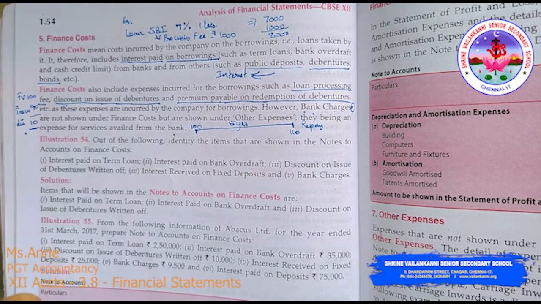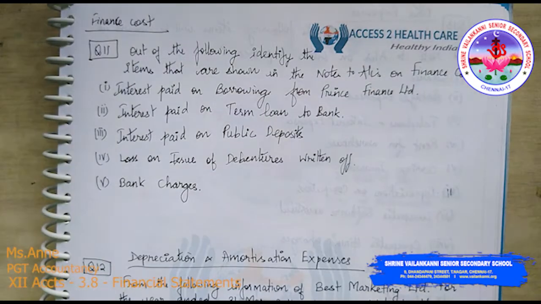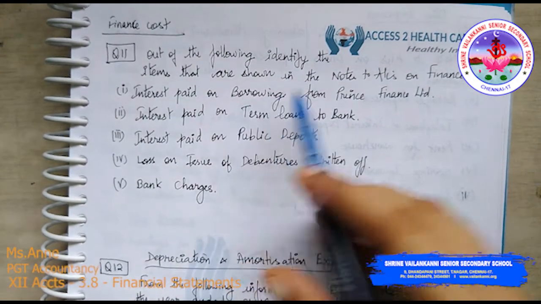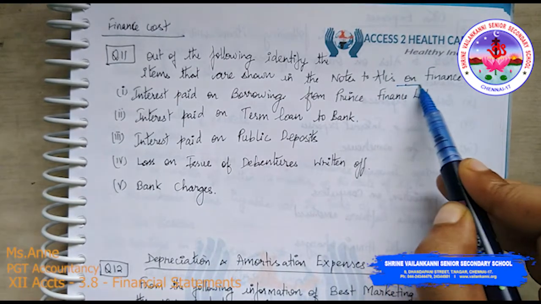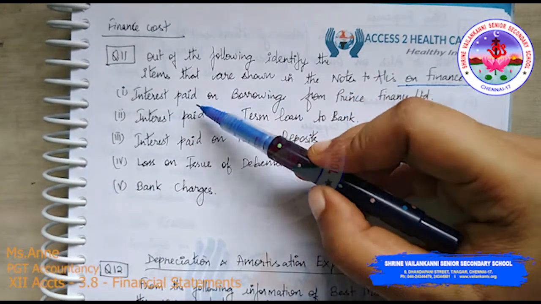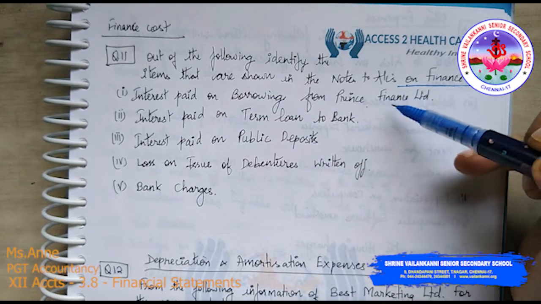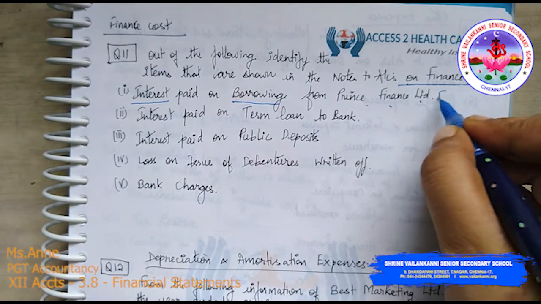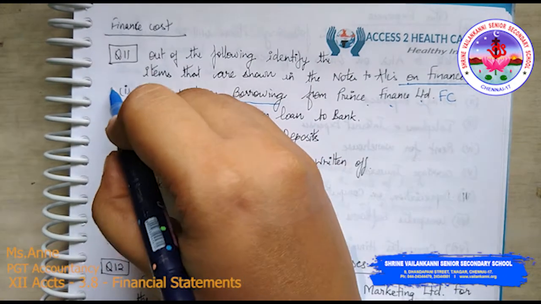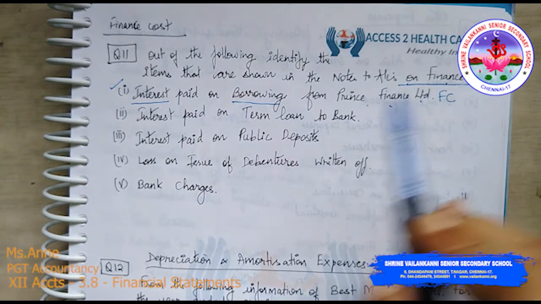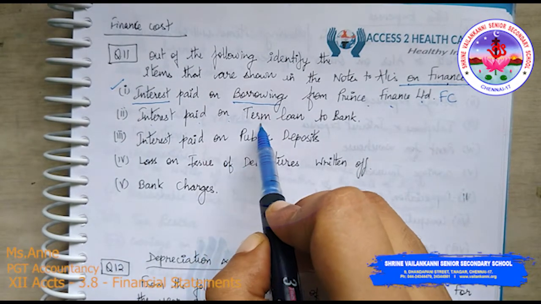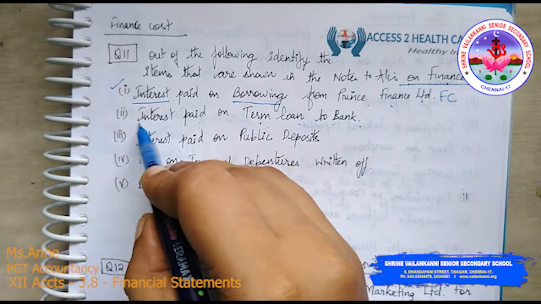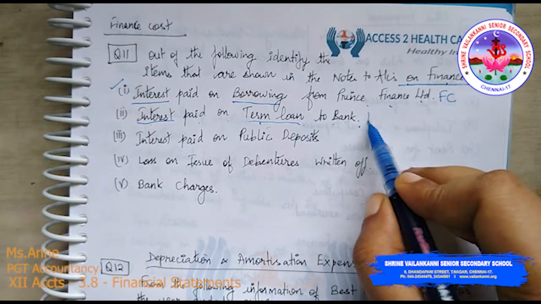Okay, so let us solve this sum right now. Out of the following information, identify the items that are shown in the notes to accounts on finance cost. Interest paid on borrowings from Prince Finance Limited. Interest paid on borrowings, yes, it is a finance cost. It will come under finance cost. Interest paid on term loan to bank, yes, interest on loan, it is a finance cost.